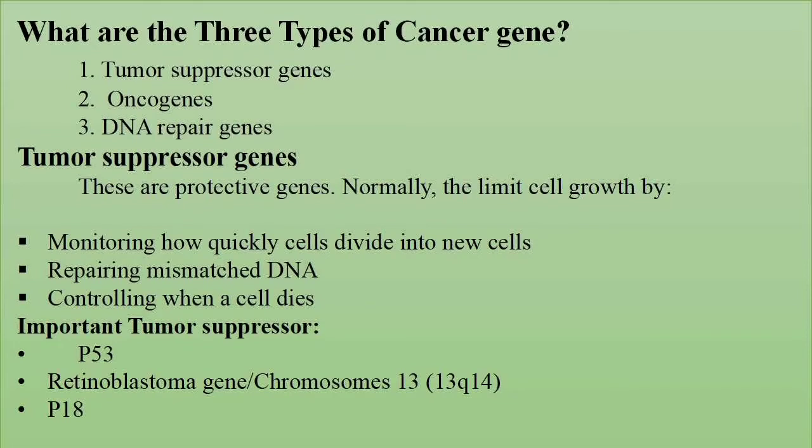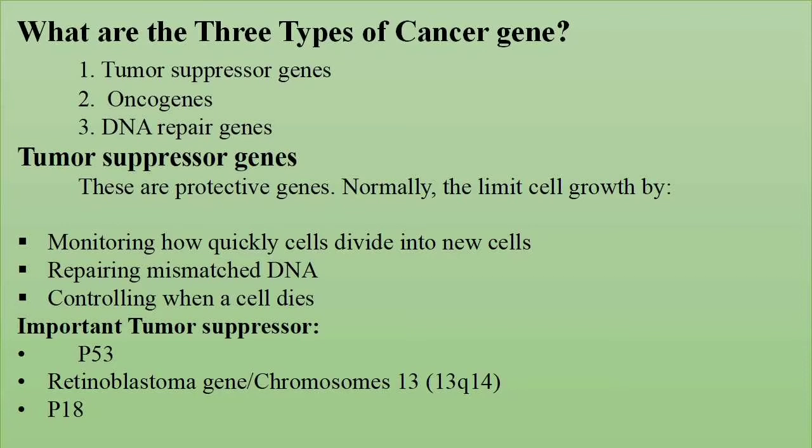Next would be the three types of cancer genes: the tumor suppressor genes, oncogenes, and DNA repair genes. Let us discuss first the tumor suppressor genes. Tumor suppressor genes are the protective genes. Normally, they limit cell growth by monitoring how quickly cells divide into new cells, repairing mismatched DNA, and controlling when a cell dies. These three are the important tumor suppressors: the p53, the retinoblastoma gene on chromosome 13, and the p18.